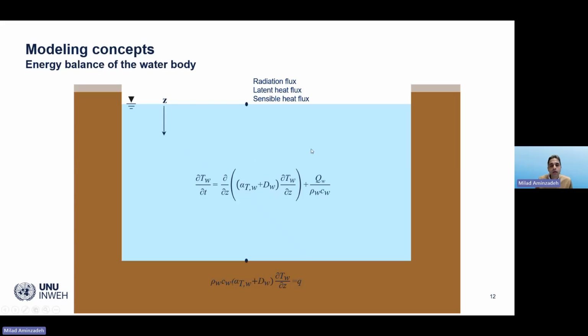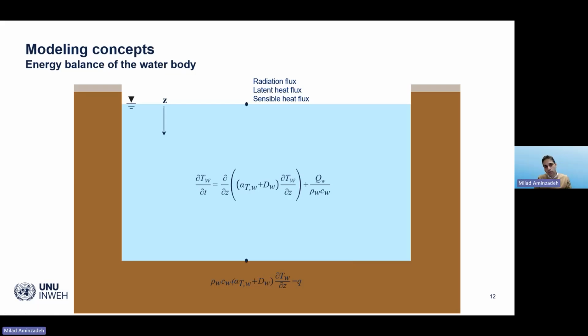In this model, of course, we looked into the energy exchanges of a water body with the atmosphere above. We had radiation, latent heat flux, sensible heat flux. At the bottom, we took into account the role of conduction, heat transfer, and of course, the interception of radiation at the bottom of a water body.